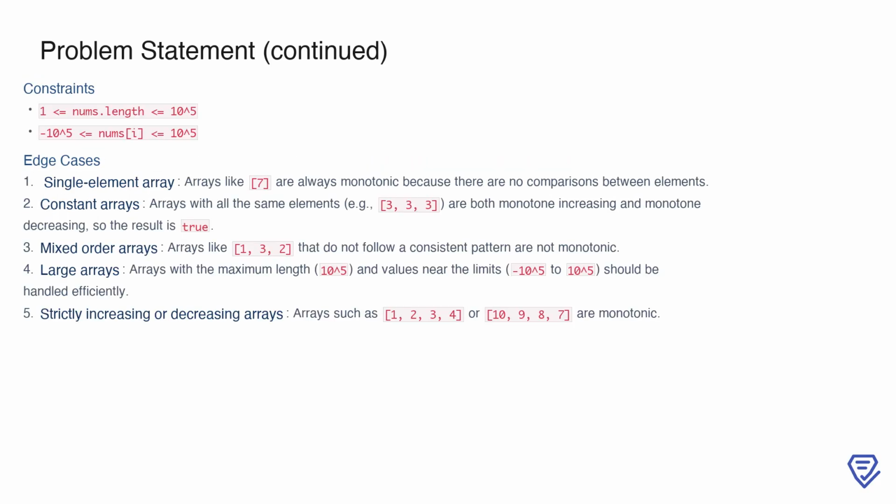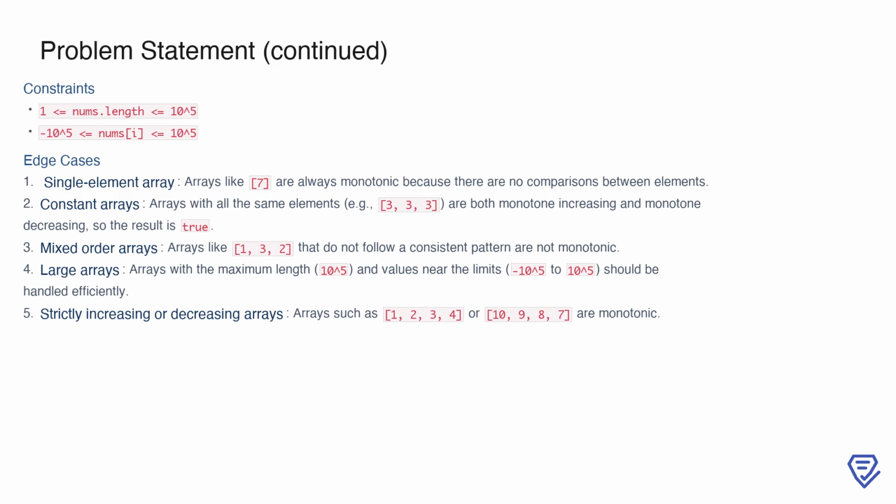Now, let's consider the constraints and edge cases you might encounter. The array length can range from 1 up to 10^5, and the values in the array can be as small as -10^5 or as large as 10^5. For edge cases, a single element array, like 7, is always monotonic, as there are no comparisons to be made. Arrays with all identical elements, such as 3, 3, 3, are also monotonic because they satisfy both increasing and decreasing conditions. On the other hand, arrays with mixed order, like 1, 3, 2, are not monotonic.